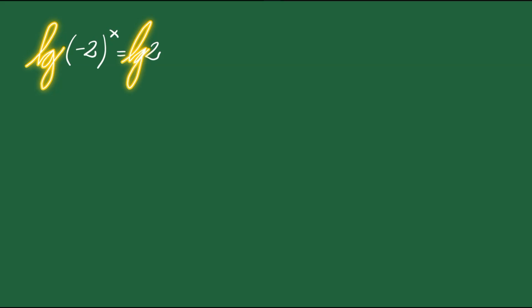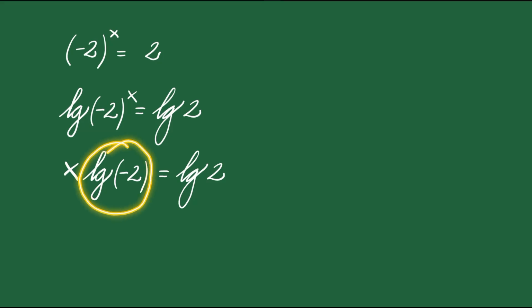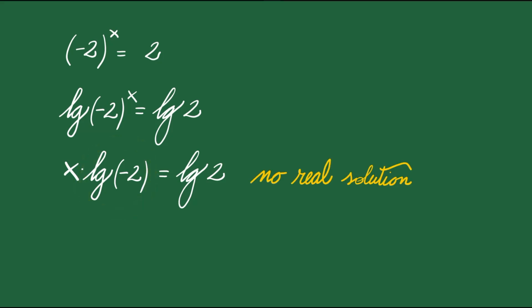We then get log of -2 to the power of x equals log of 2. We now apply the properties of logarithms and multiply log of -2 by the exponent of the logarithm argument. We therefore observe that the equation does not admit real solutions because the argument of the logarithm cannot be negative. We must therefore look for the solutions in the context of complex numbers.